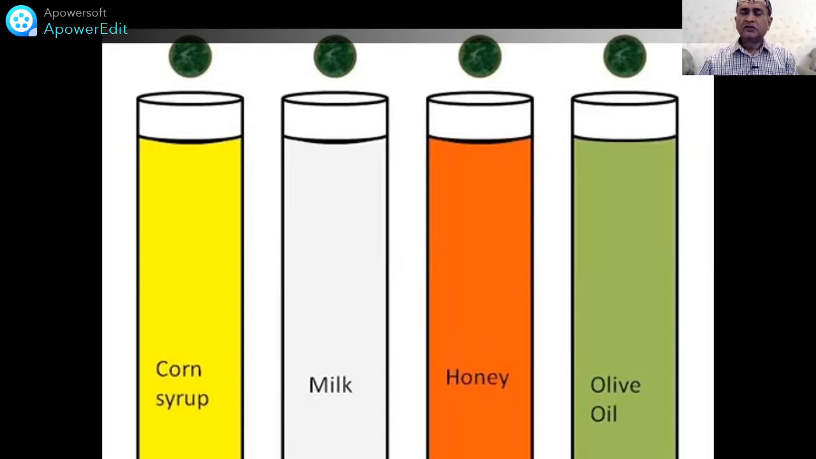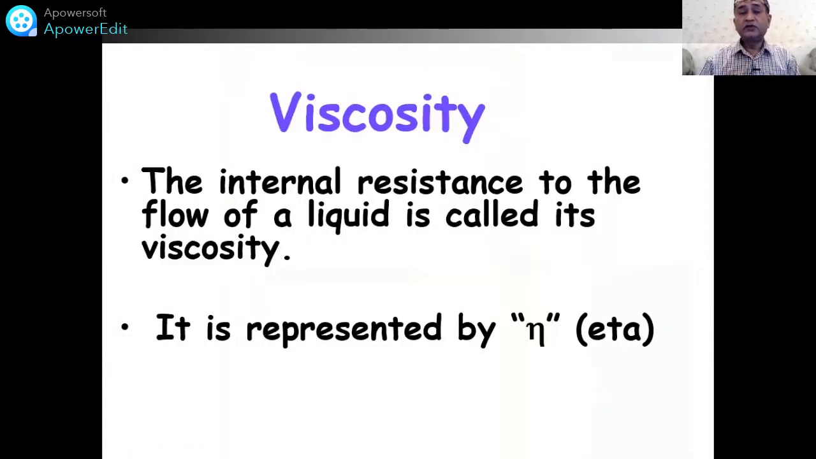So what is the point here? Different liquids have different viscosity. What is viscosity? What is the definition? The internal hindrance, the internal resistance, the internal barrier offered by a liquid to flow is called its viscosity. And what is the symbol of viscosity in science? Eta. Eta is the symbol of viscosity. Clear?